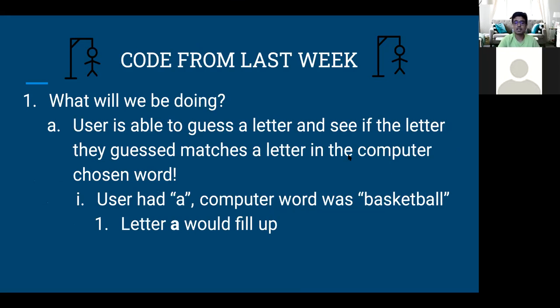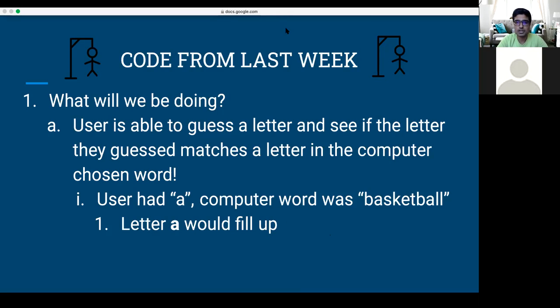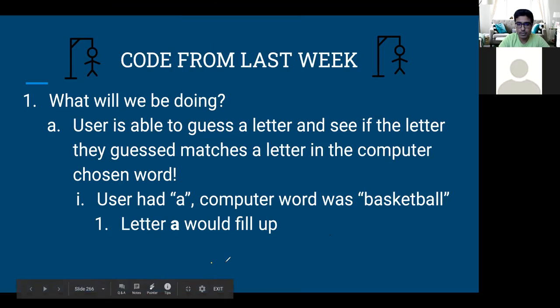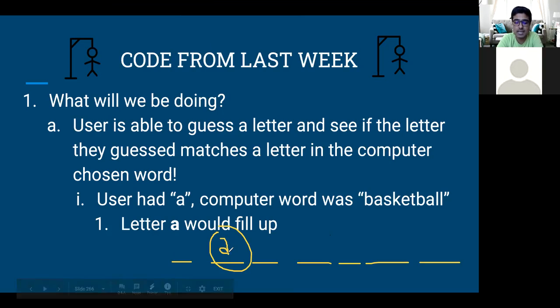And talking about last week, the code, guys, officially, which we did do last week, was that idea of the user being able to guess a letter and see if the letter they guessed matched any of the letters in the computer chosen word. Like I mentioned, say we got the word basketball and the user, like myself, inputted the letter A. We usually have underscores representing letters I still need to guess. We would then see the second space, because that's where the letter A goes, fill up with the letter A because I correctly guessed it.